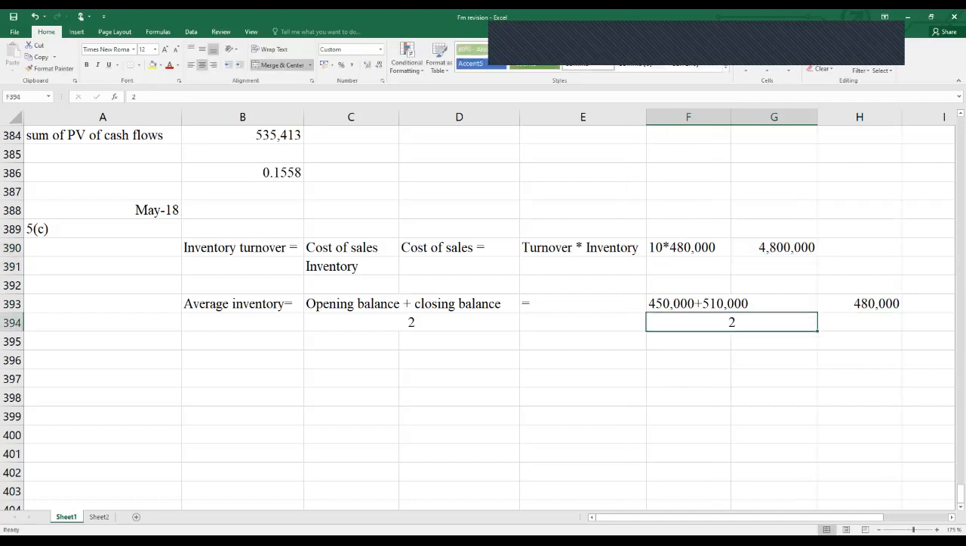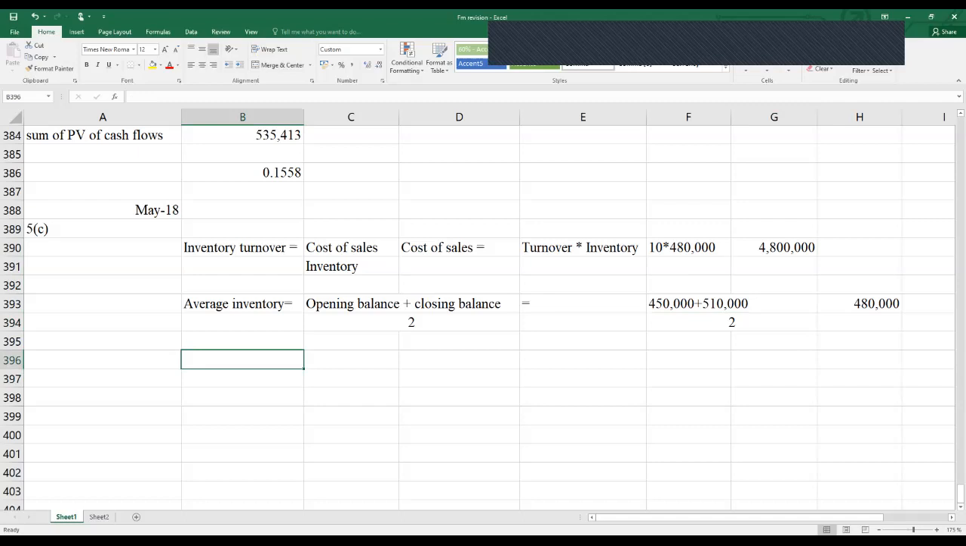Clear? So now you have the cost of sale, and actually the examiner was just doing the Roman one. You have the cost of sale equal to 4.8 million. Is that clear? It's clear. Okay, fair enough. Therefore, that gives the cost of sale.